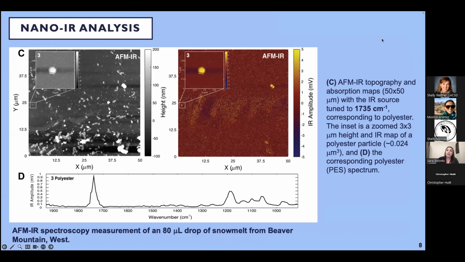So looking at the nano-IR analysis, we were able to do an infrared scan using that specific wavelength. You can see here in image C that this is a topographical image, very tiny in comparison to the OPTIR one. We're looking at 50 microns by 50 microns, and of course, this can go even smaller, as you can see in the inset map. This tiny little particle in the 3 by 3, when we scan at 1735 wavenumbers, anything that has a high peak at this wavenumber will show up in the map. Then we're able to do point spectral analysis, and this tiny particle showed a signature that is polyester. So it was really interesting to use these two techniques in combination with each other and see similar particles. Of course, we're looking at the same sample here, Beaver Mountain West.